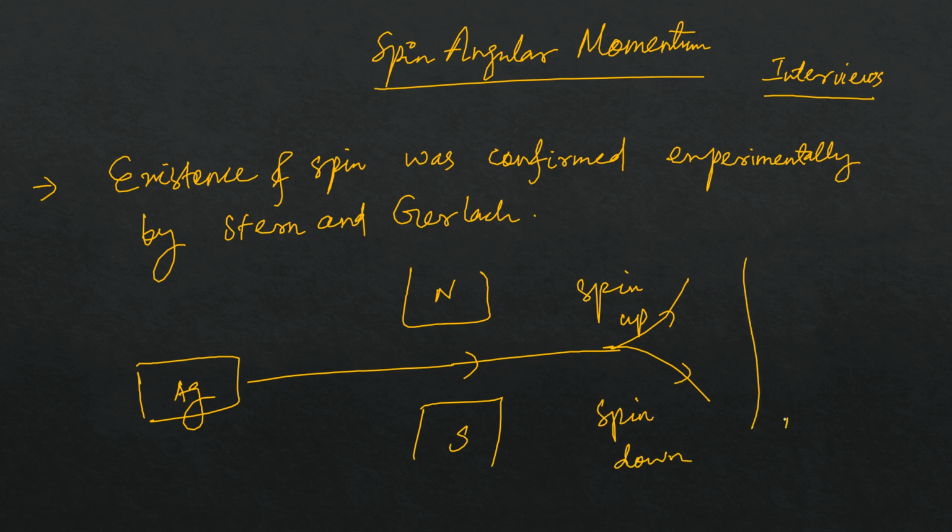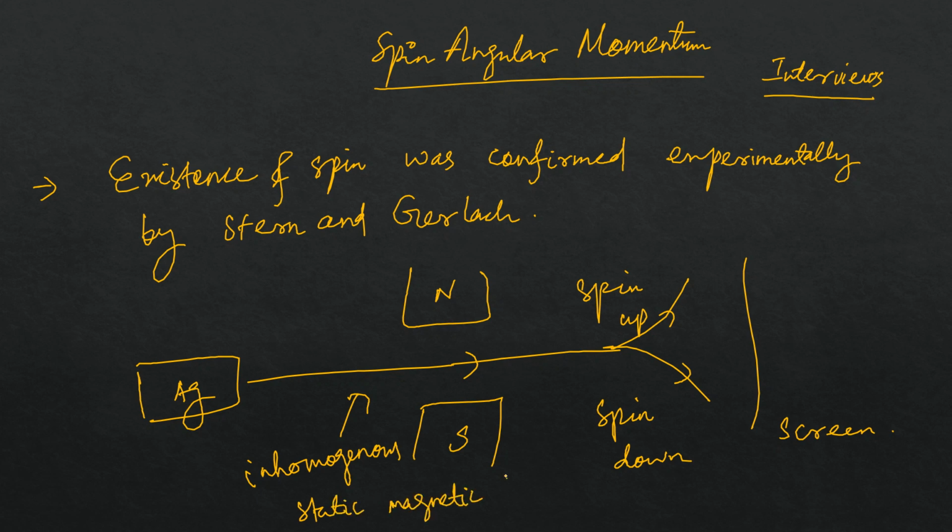And this was your screen, right? This was carried out in a homogeneous static magnetic field. So here, this is an electron beam. An electron beam behaves neither classically nor according to Schrodinger wave theory. Instead, it splits into two different components. It splits into two different components.